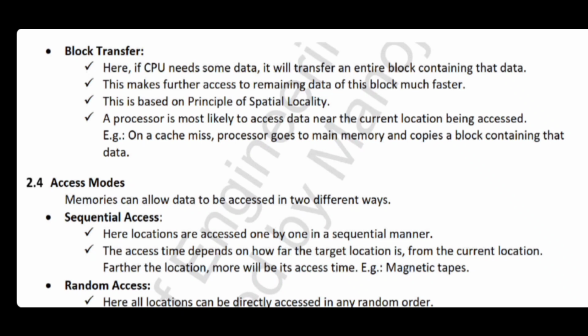This is based on the principle of spatial locality. A processor is most likely to access data near the current location being accessed. On a cache miss, the processor goes to main memory and copies a block containing that data. If you want to use the data, the CPU can access the whole block, not only the required data but all the data which has been transferred, that is all the data inside the block. So that's all about transfer.